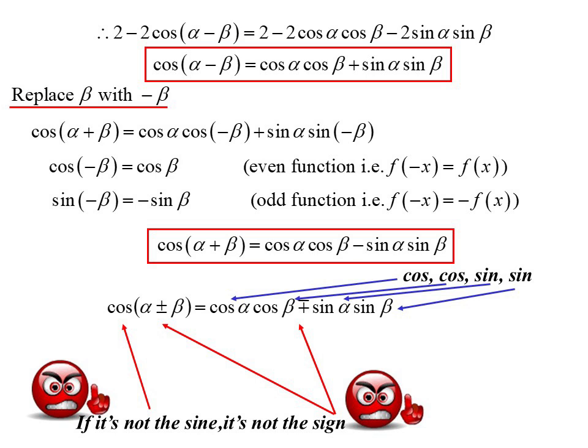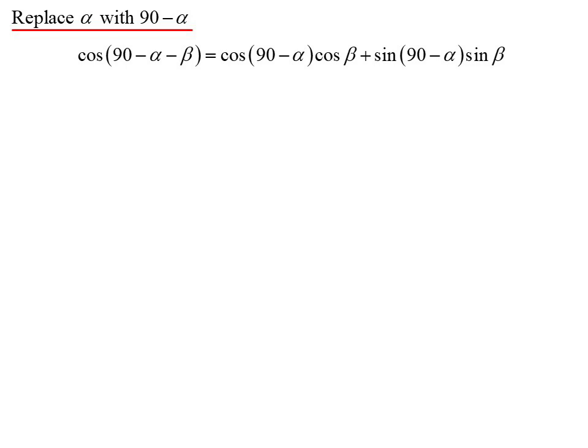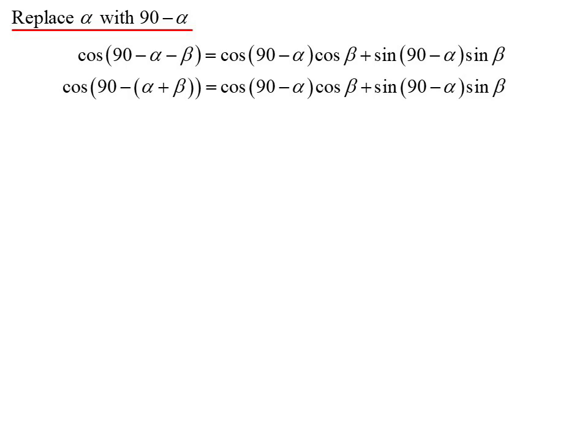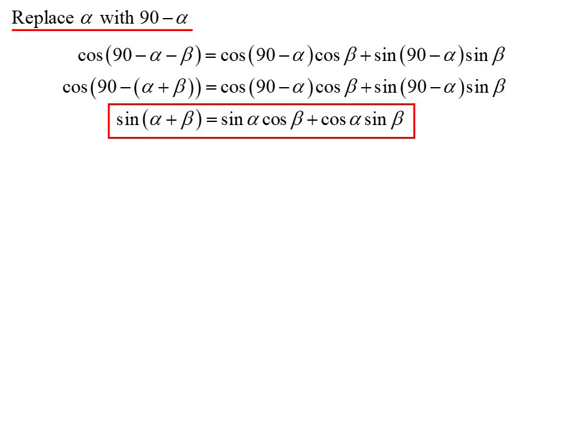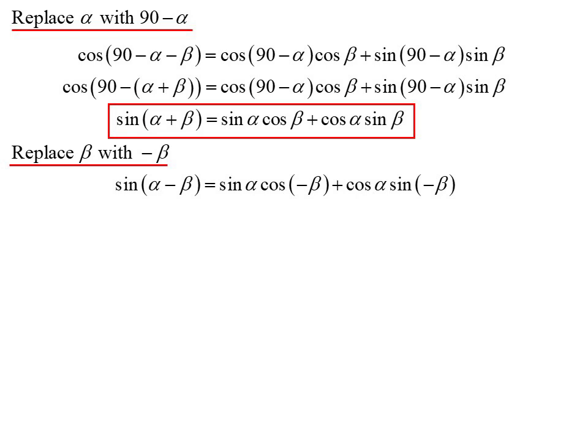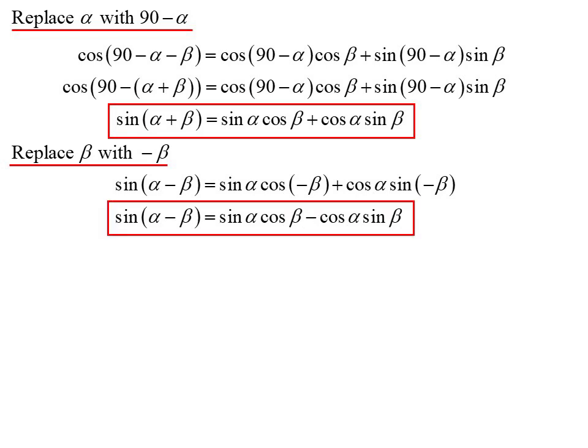Now, I'm going to go back to that first one, but this time I'm going to replace alpha with 90 minus alpha. Substitute that in. I'm going to play around with complementary ratios this time. If I just group the first one, that 90 minus alpha minus beta becomes 90 minus alpha plus beta, and we know sine is the complement of cosine. So we end up with the sine of alpha plus beta is equal to sine alpha cos beta plus cos alpha sine beta. But in that one, I'm now going to replace beta with negative beta. Once again, I'm going to use the fact that cos is an even function and sine is an odd function. And look what we get.